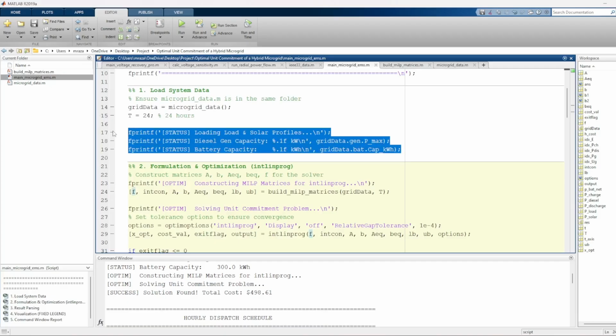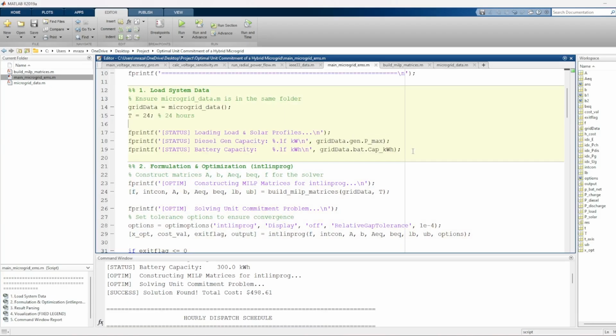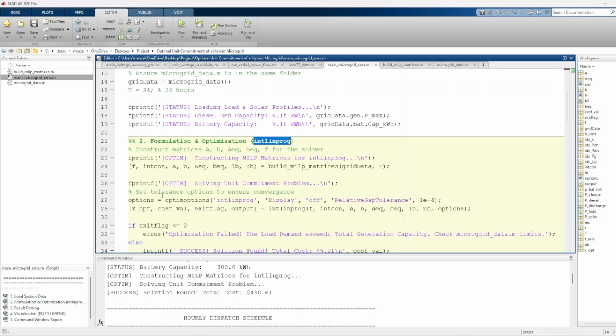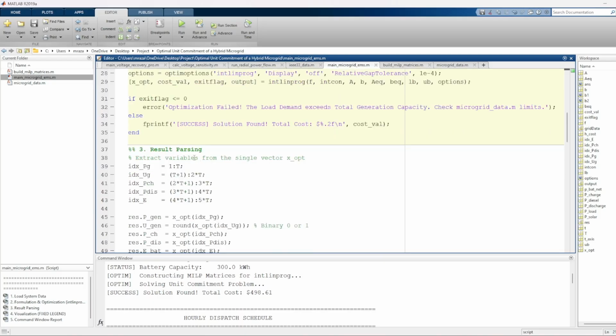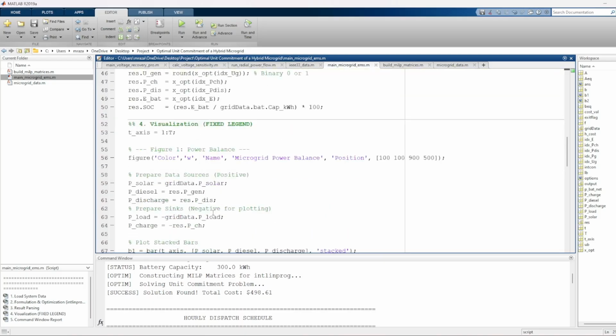Here it just displays the battery capacity and the diesel generation capacity and the solar profiles and other data. And here is the build-up for the optimization problem. So all the data is arranged over here for this variable, which is built up here, and then there is result parsing, and finally we have the visualization.